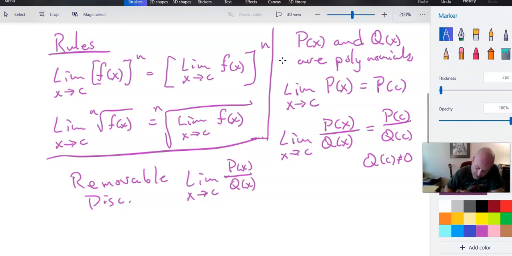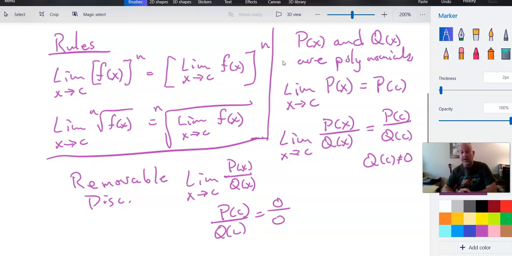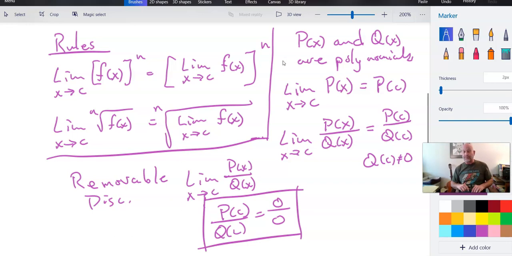Right? What you end up with when you plug in p of c and q of c is 0 over 0. When you get that 0 over 0, that's a removable discontinuity. At least, we'll look at examples and see what this looks like. Most of the time, at least the ones in this chapter, if you get a 0 over 0, there's a way of getting around it, and that's where the creativity comes in. So this case is the one we're going to focus on mostly as far as our examples go.